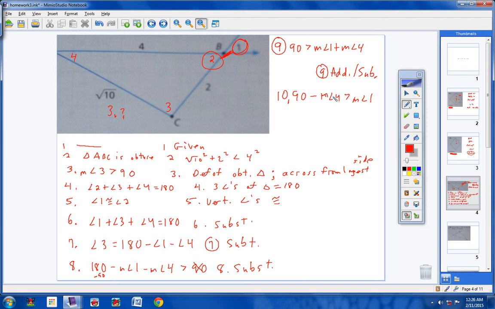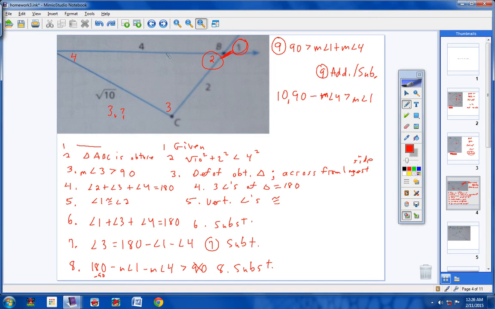Now we know this angle here can't be 0. It's impossible for an angle of a triangle to be 0. So we know it's not 0. So I don't care what this angle is. Whatever angle, I don't care if it's 1 degree. If it's 1 degree, 90 minus 1 is 89.